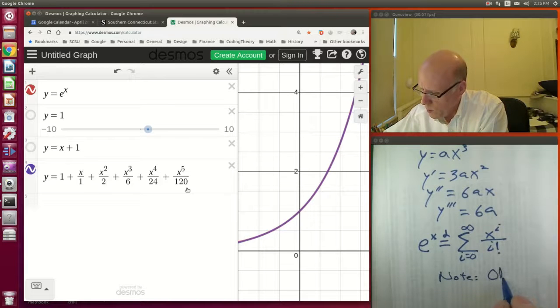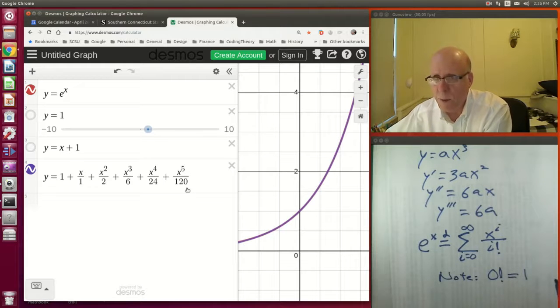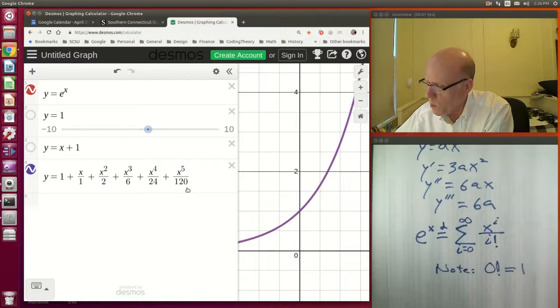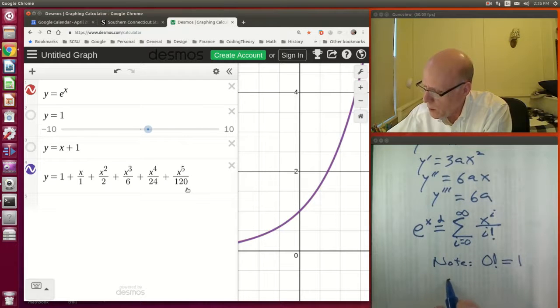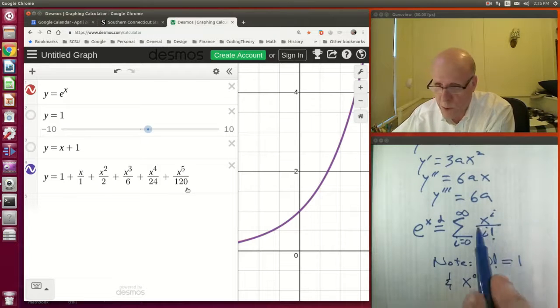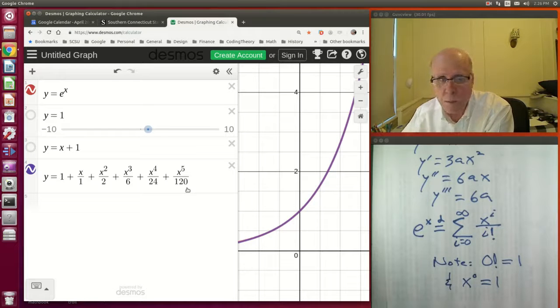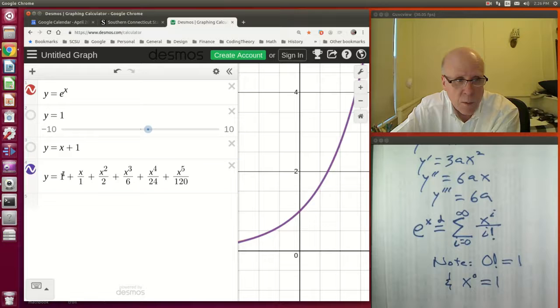Let me just make some notes here. 0 factorial is defined to be 1. That's just, get used to it. That's what we do with 0 factorial, it's 1. And x to the 0, we know is 1. So the constant term in this infinite power series is actually 1, just like it was when we figured out a good polynomial approximation.